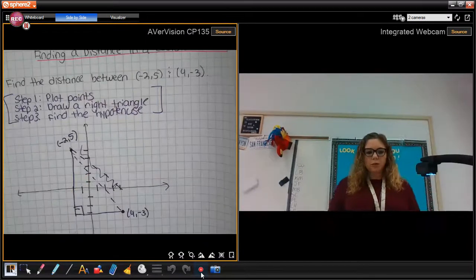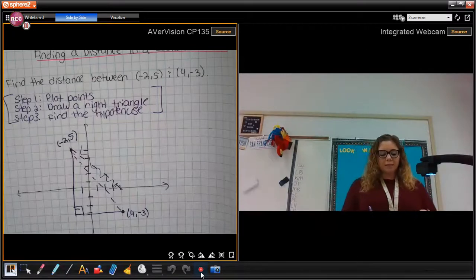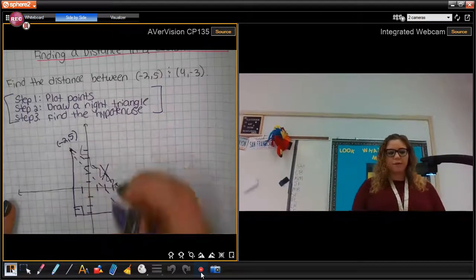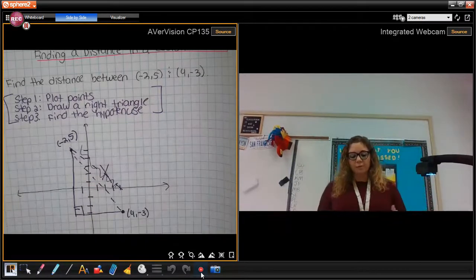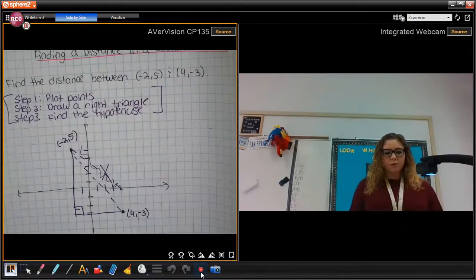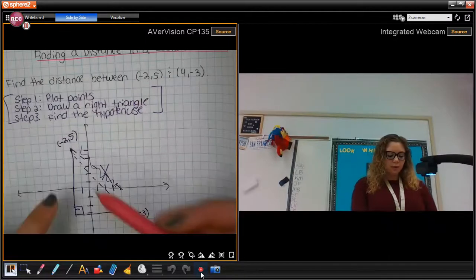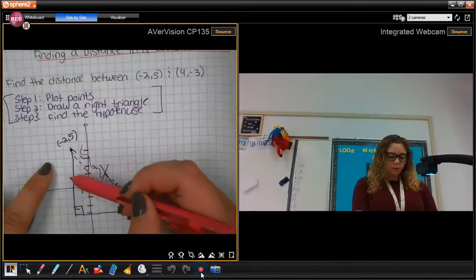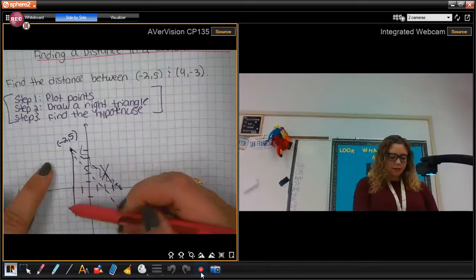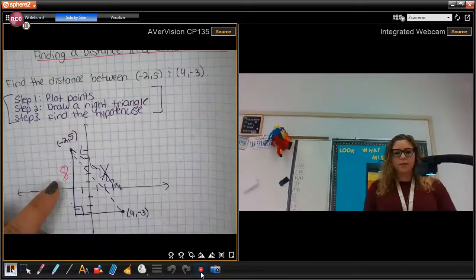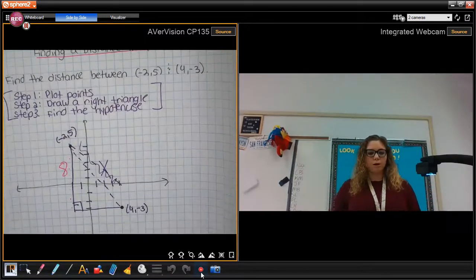Okay, so when we are finding distance, we're always trying to find this side right here. Okay, we're always finding our hypotenuse. So now to find how high this is and how long, we just count the blocks. This is 1, 2, 3, 4, 5, 6, 7, 8. Okay, so that's 8. 8 whole blocks cover that side.